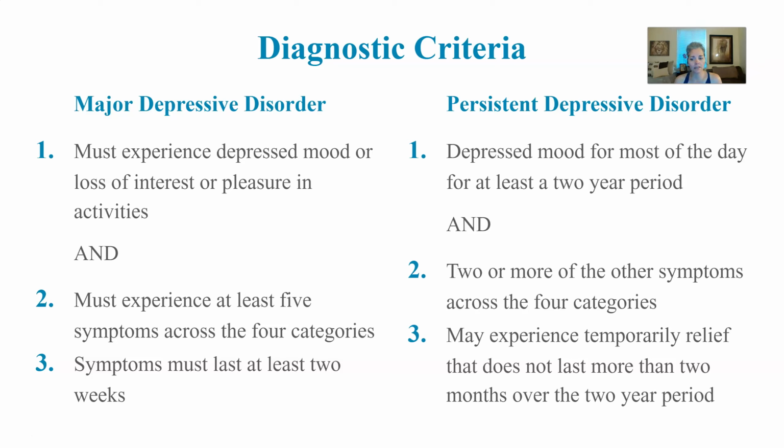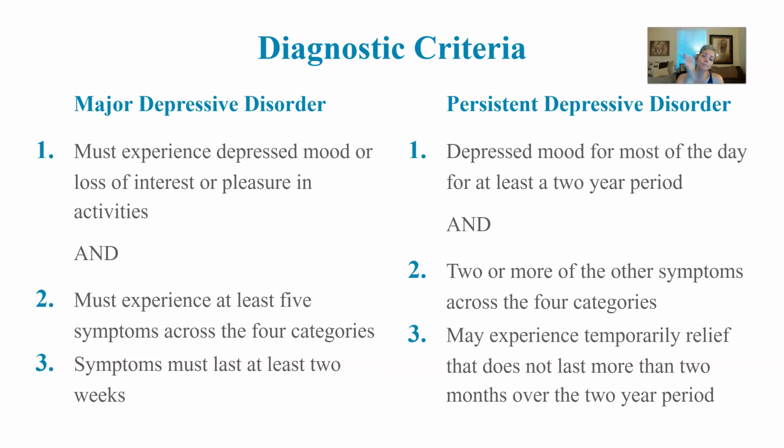So let's talk about the diagnostic criteria as outlined by the DSM-5. For major depressive disorder, you have to have a depressive episode or depressed mood, that loss of interest in pleasurable activities, and you have to have at least 5 symptoms across those 4 categories we just discussed. And those symptoms must last for at least a 2-week period. So a depressed episode is defined as these symptoms occurring for a 2-week period or longer.